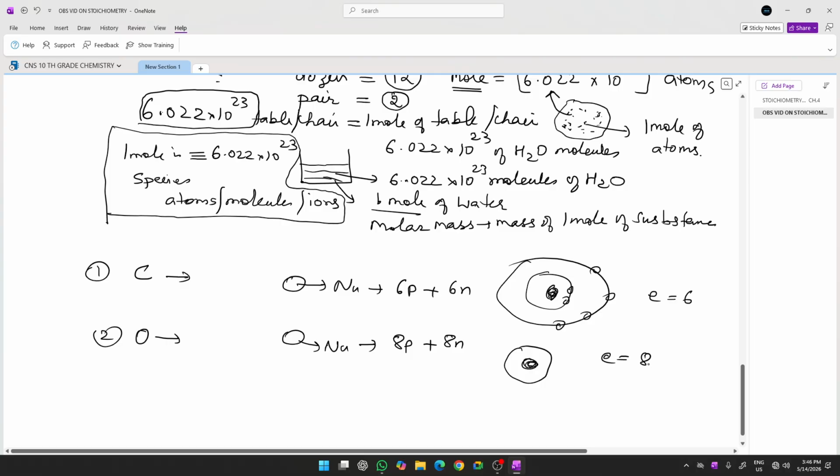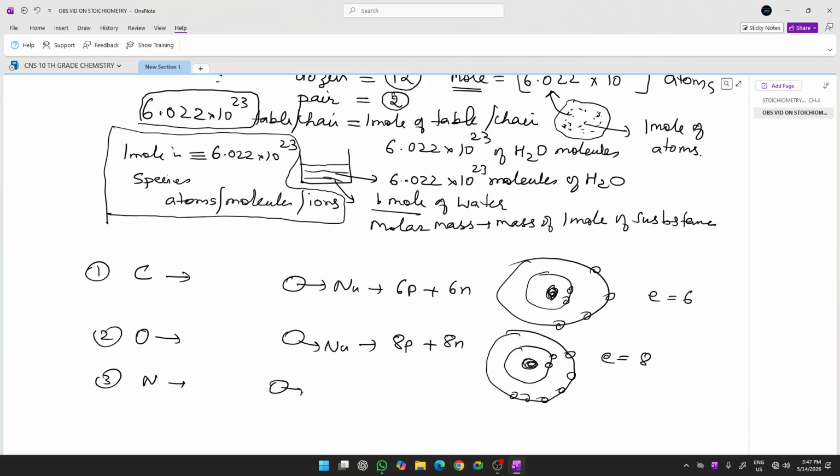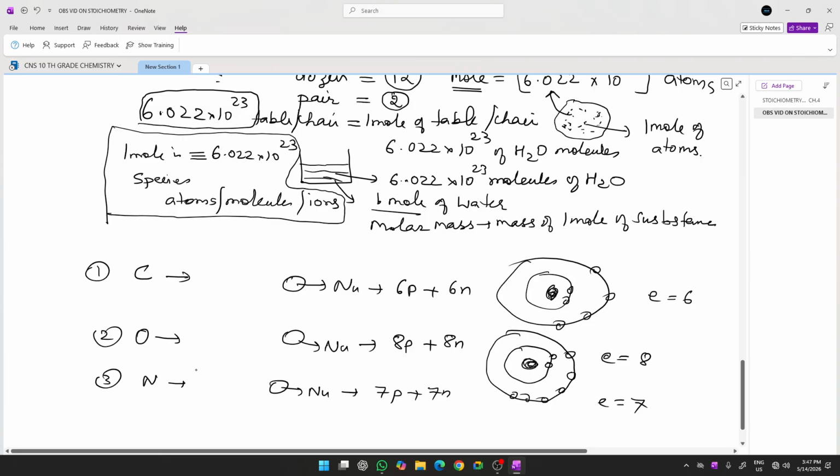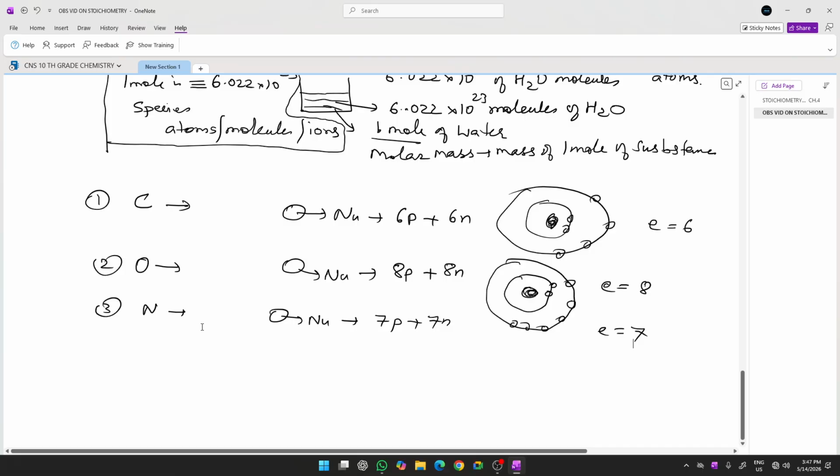Okay, electrons will also be 8, and those will be orbiting around the nucleus. So in the first orbit there will be 2, in the second there will be 6, right? 6 and 2, 8. So this is what is in nitrogen. Okay, in the nucleus of the nitrogen you have 7 protons and 7 neutrons, and of course electrons are also 7. So these 3 examples I will take to make you understand what is the meaning of atomic mass.